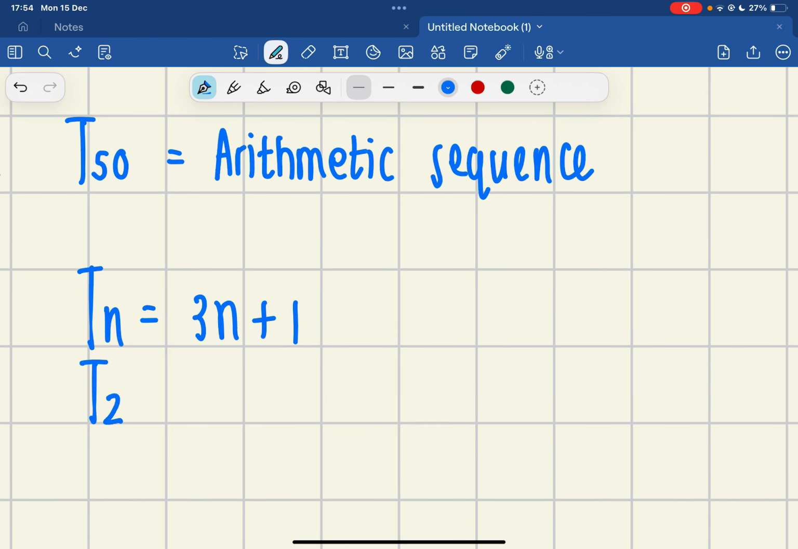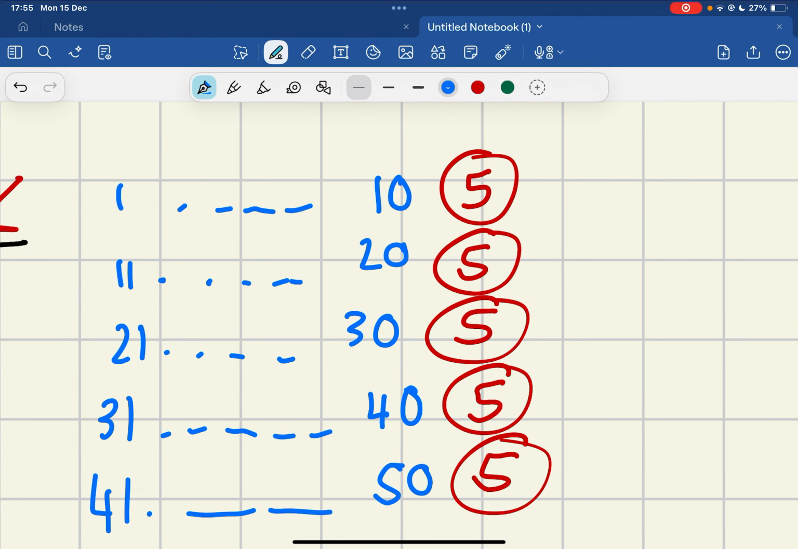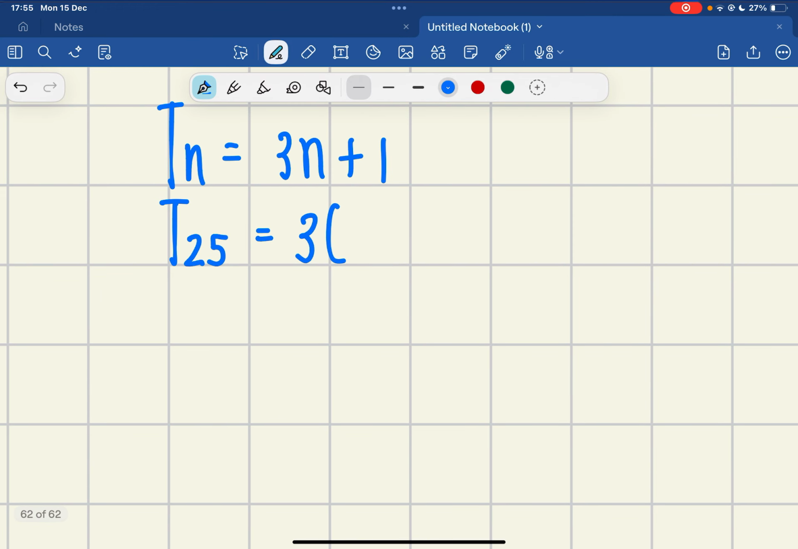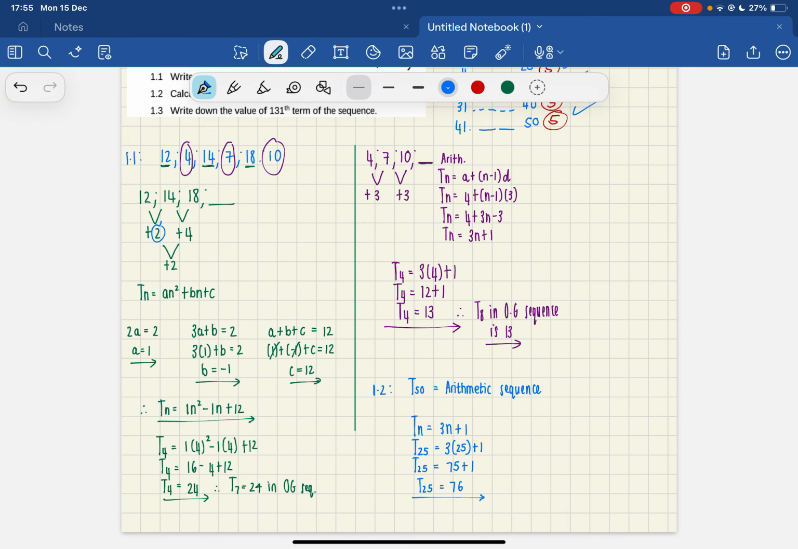And we said that we would use T25 instead of T50 because in a line of 10, there would always be 5 quadratic and 5 arithmetic. And I explained here. So if there's 5 in a line of 10, there's 5, 5, 5, 5, 5. So therefore 5, 10, 15, 20, 25. I hope you understand, boys and girls. And T25, we would have 75 plus 1, and T25 would give us 76.